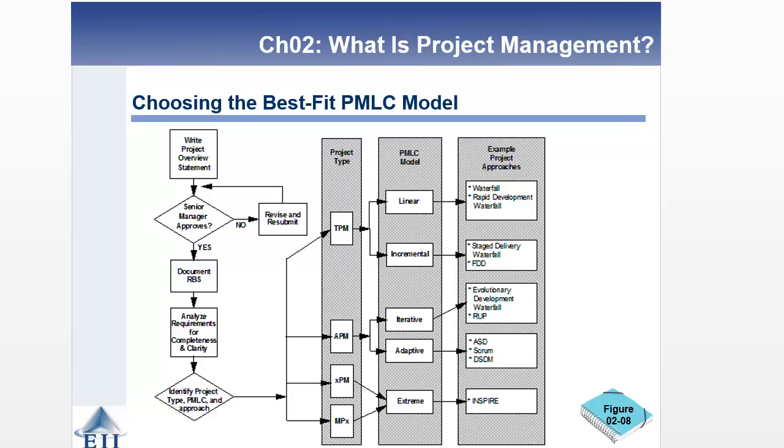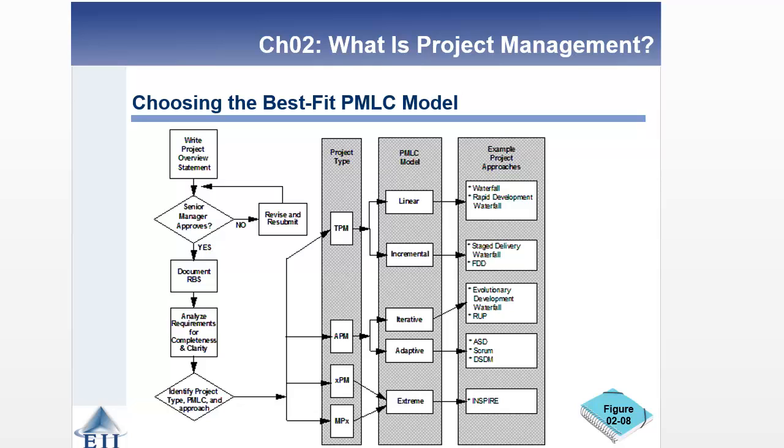So when you're choosing this, first thing you're going to do, and we'll get more into this during Chapter 3, is write a project overview statement. Think of it as a one-page statement that lays out the objectives and goals associated with a particular project. You're going to take that in, try to get senior management approval, and you're going to get a yes/no decision. If you get a no decision, you're going to go back and resubmit it until you get a yes decision, because otherwise you're not going to proceed in the project.